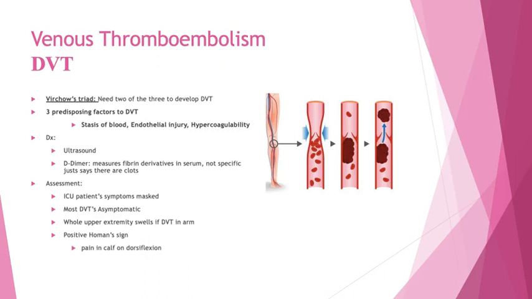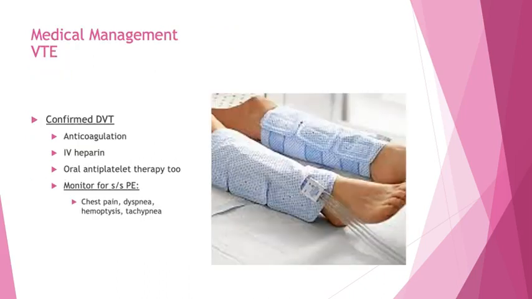A lot of people's DVTs are asymptomatic. They just may have the swelling, and then they could have a positive Homans sign, pain in the calf on dorsiflexion. But if you're suspecting a DVT in the ICU setting, we do not dorsiflex their calf because that could cause it to migrate potentially. Once you have a patient with a confirmed DVT, they're on anticoagulation, typically IV heparin.